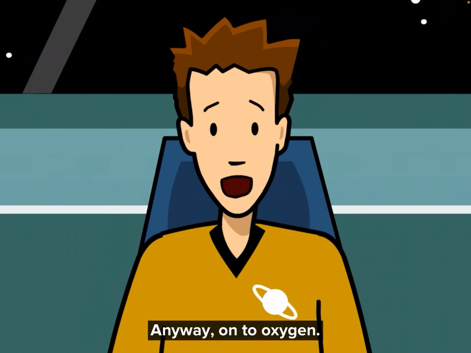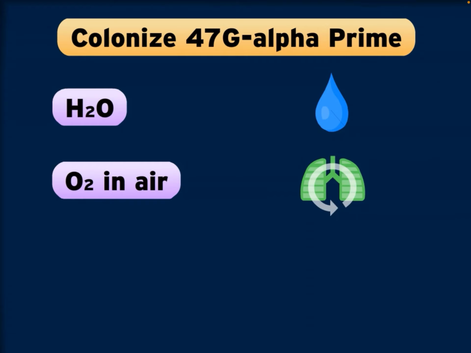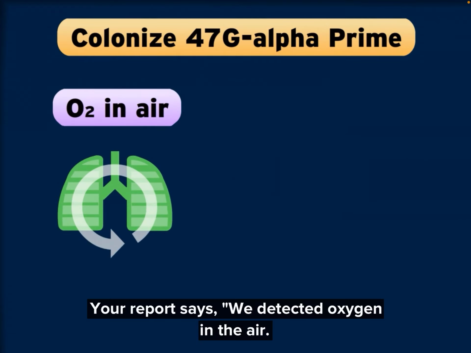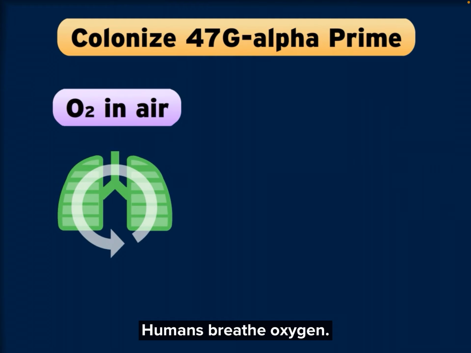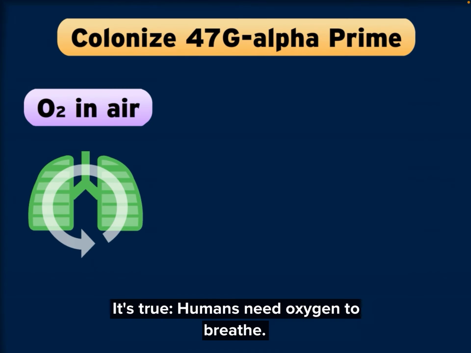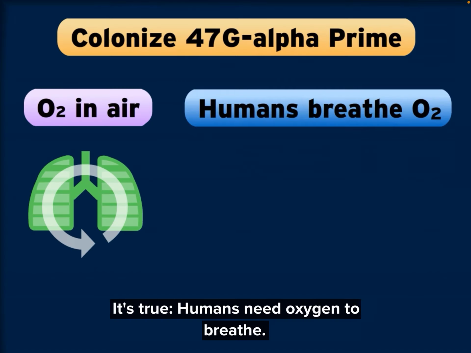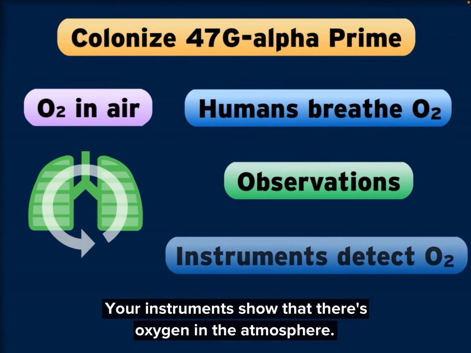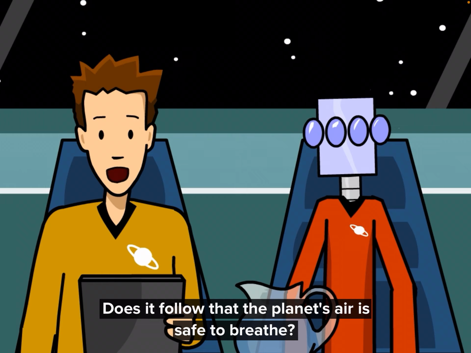Anyway, on to oxygen. The report says we detected oxygen in the air. Humans breathe oxygen. Therefore, the air is breathable. Here, you're making an inference, a judgment based on known facts. It's true. Humans need oxygen to breathe. Your instruments show that there's oxygen in the atmosphere. Does it follow that the planet's air is safe to breathe?